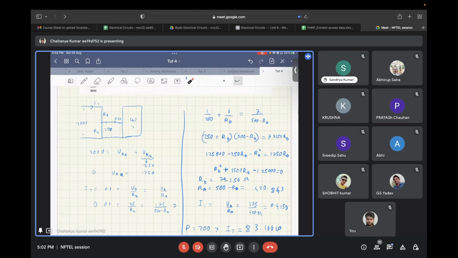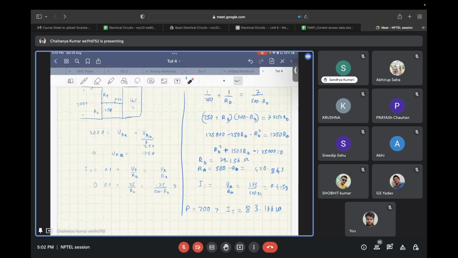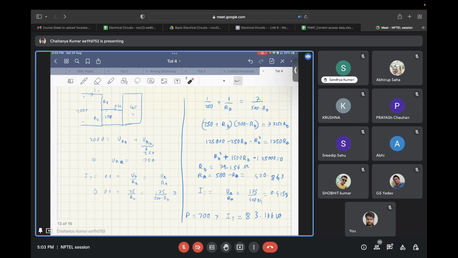And RA you get as 420.843 ohms. So the total current will be VA by RA, that is 175 by 420.84 ohms, and that comes out to be 0.4158 amperes. And the power that this 200 volt voltage source will be supplying is voltage, 200 volts, multiplied by IT. So that comes out to be 83.166 watts. Any doubt in this?